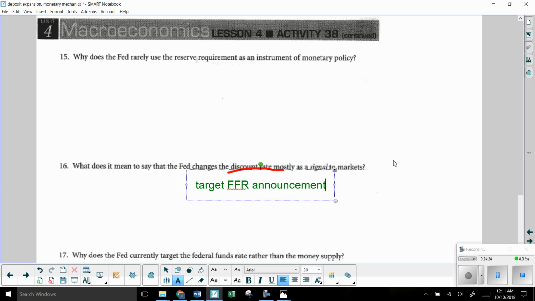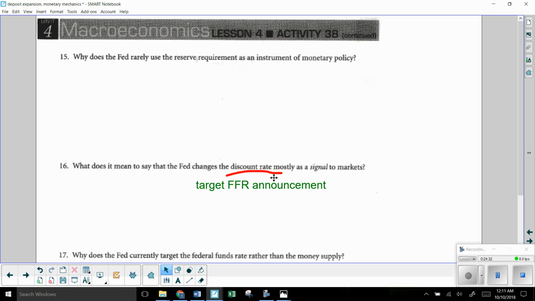when they make announcements of their target federal funds rate or when they change the discount rate, they are communicating to lenders and borrowers, this is the rate we're going to make be the dominant interest rate in the economy.